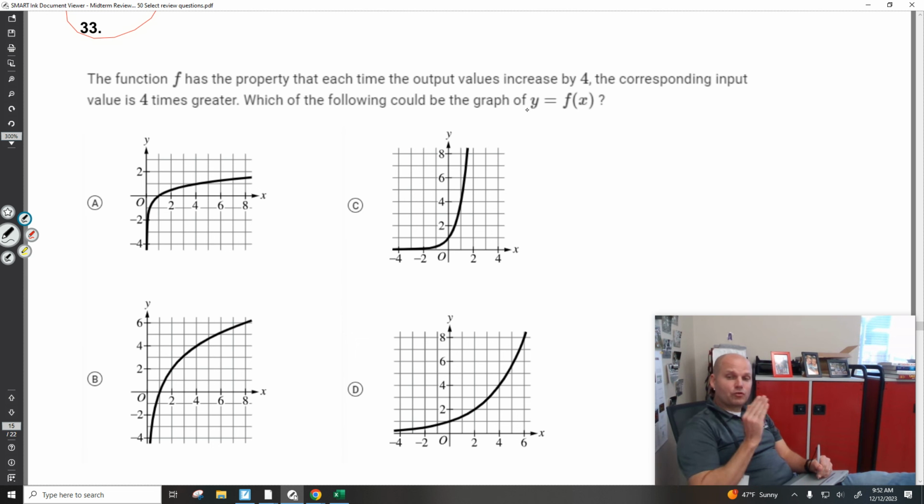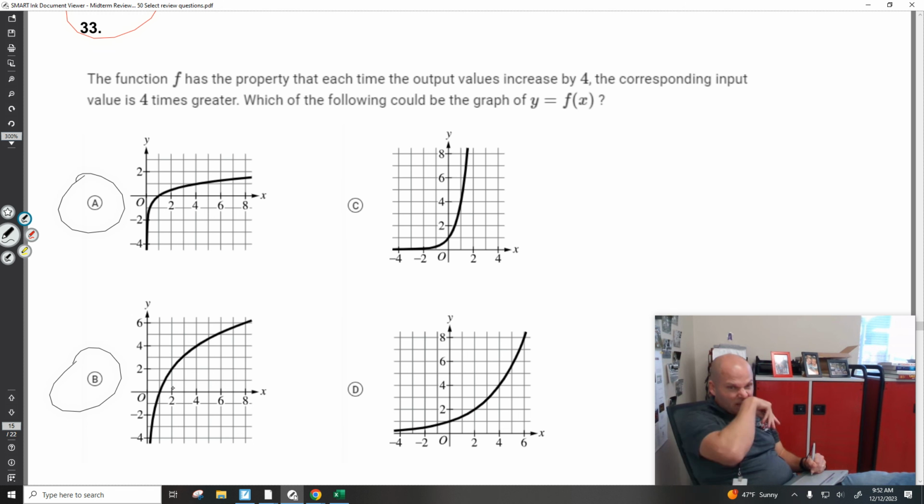I have to multiply by 4 my inputs to increase by 4. We are literally talking about a logarithmic function, where if I go from here times 4, increase by 4.